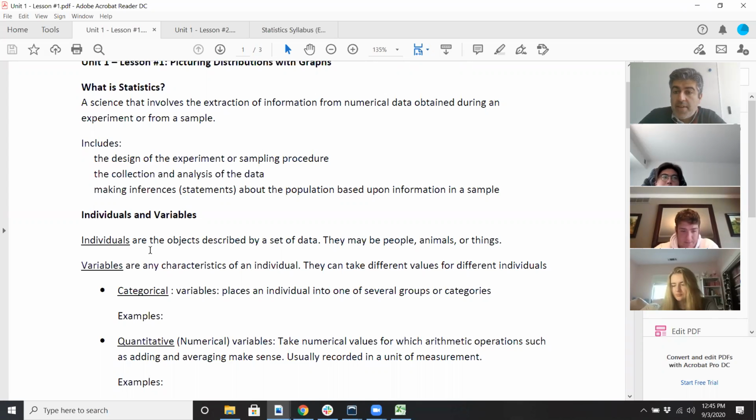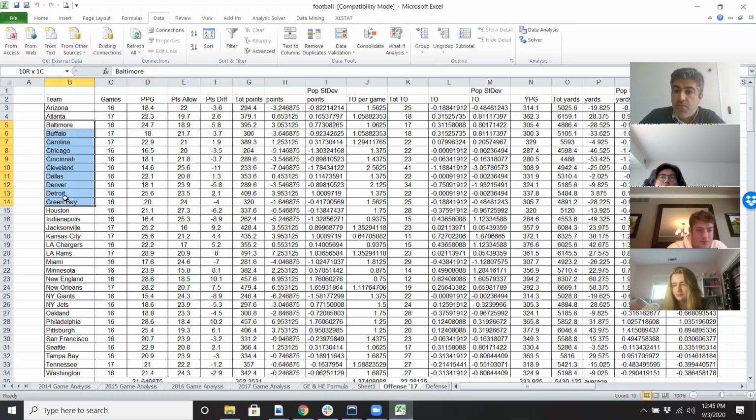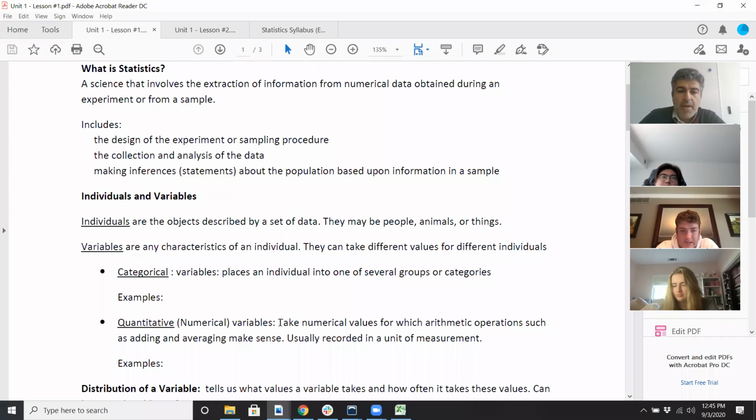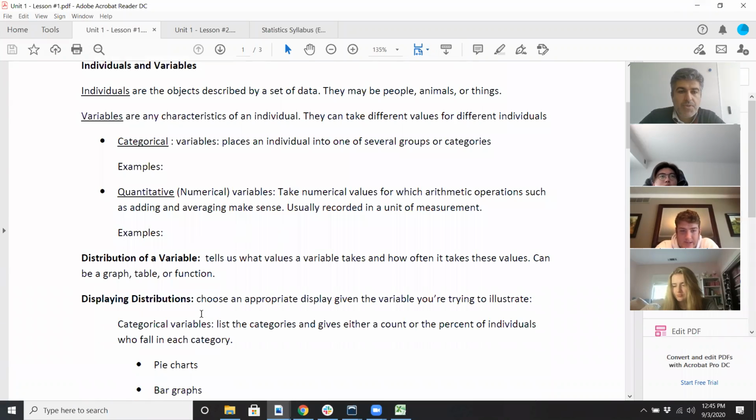So yeah, totally. That's exactly what I did, right? What are my individuals? These football teams. Those are my individuals. What are my variables? The number of games they played, the points they scored, their turnovers, their yardage. And so that's how we typically will look at our data. We need to have individuals and we need to have variables. Now the variables could be broken down in a couple of manners. Ryan, do you want to read the parts about categorical and quantitative, please?